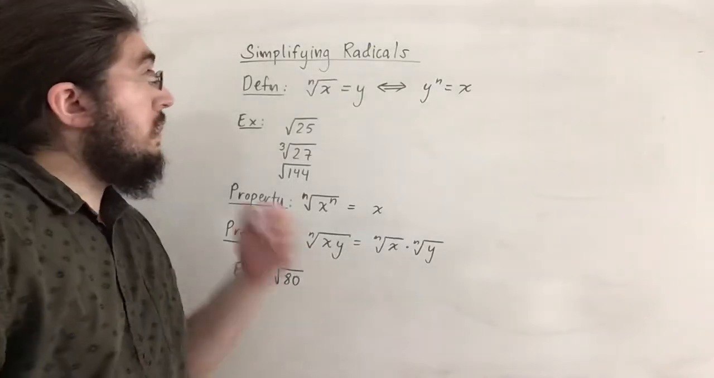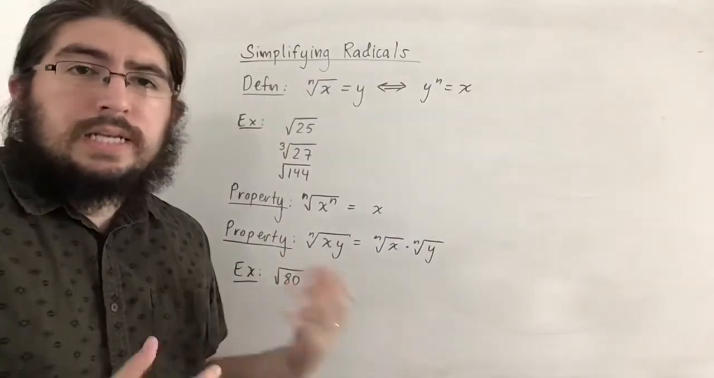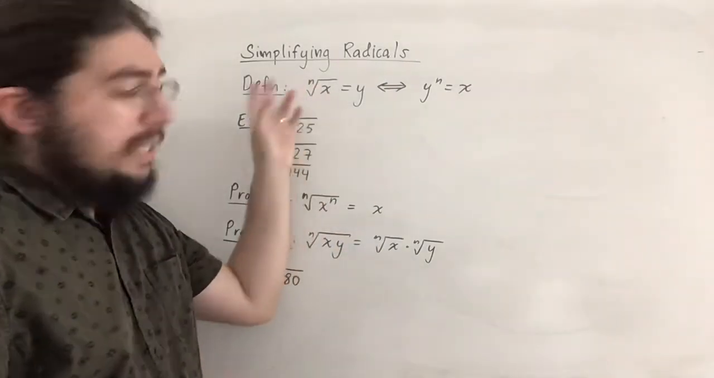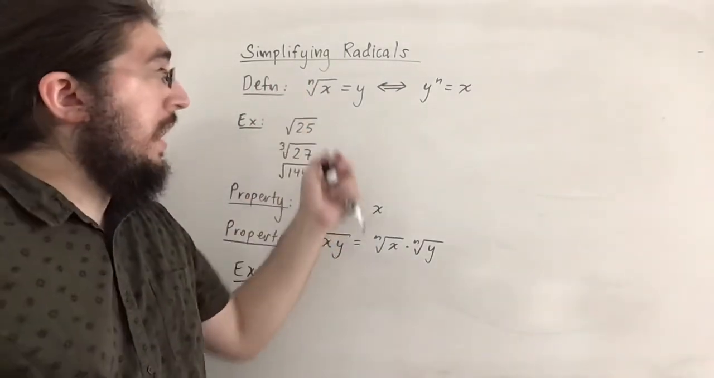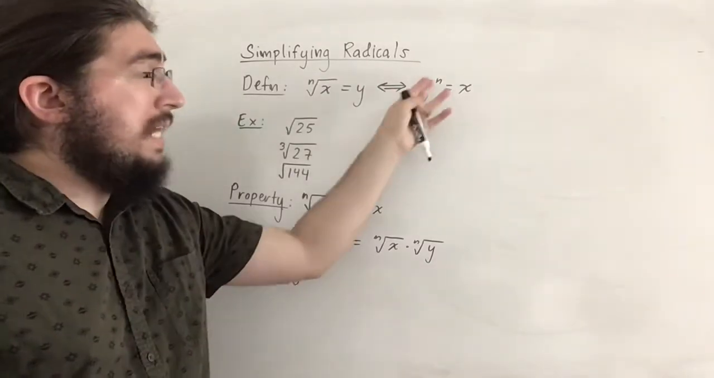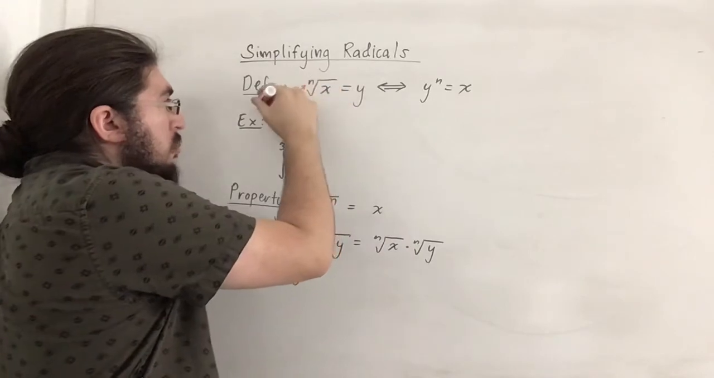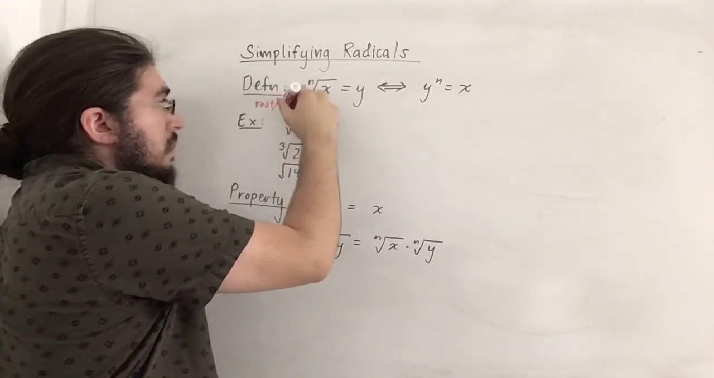Hello everyone, today we'll be discussing simplifying radicals, and to get started, let's first talk about what a radical really is. Now here we say the nth root of x is equal to y if and only if y to the n is equal to x. So notice I say nth root, so this is known as a root or index of the radical.